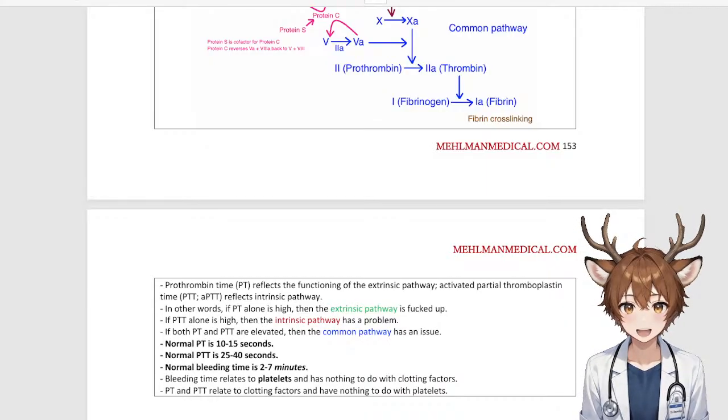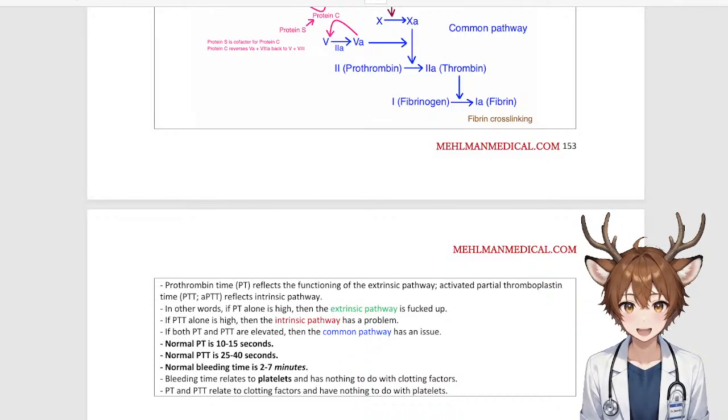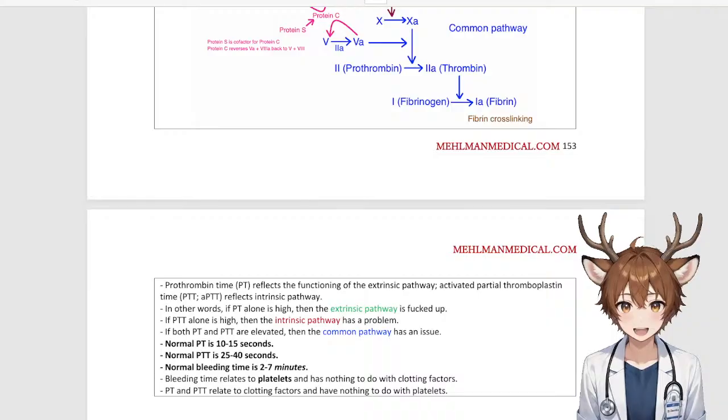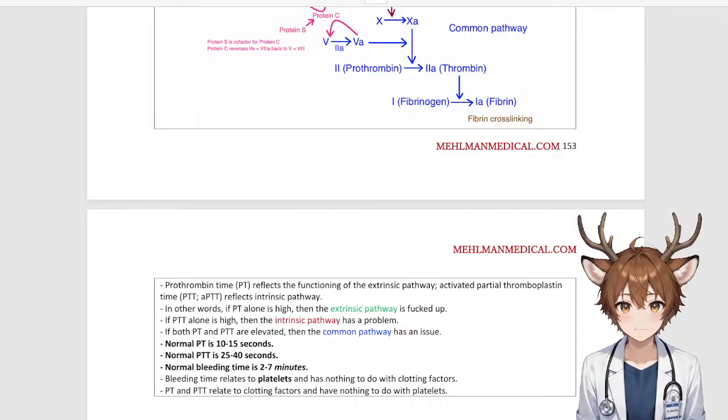Normal PT is 10 to 15 seconds. Normal PTT is 25 to 40 seconds. Normal bleeding time is 2 to 7 minutes. Bleeding time relates to the platelets and has nothing to do with clotting factors. PT and PTT relate to clotting factors and have nothing to do with platelets.